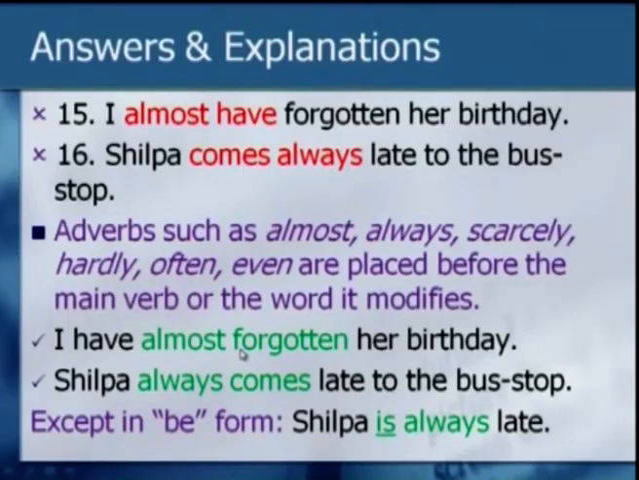So I have almost forgotten is indicating that I didn't forget, but at the point of forgetting I was there. So this almost is actually modifying forgotten, not have. So it should be placed here. Look at the next example. Shilpa always comes late to the bus stop.